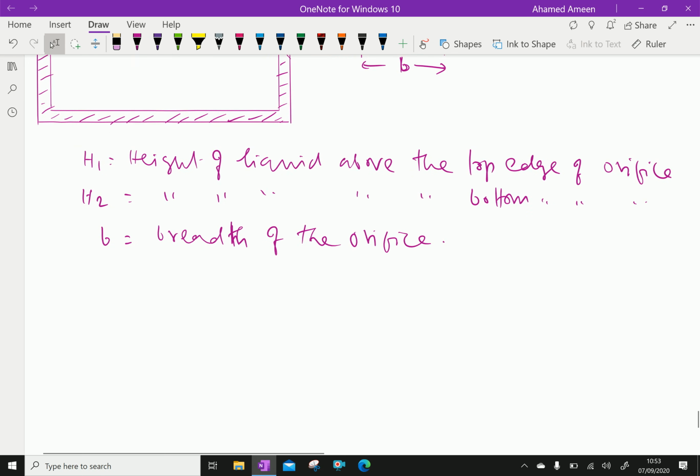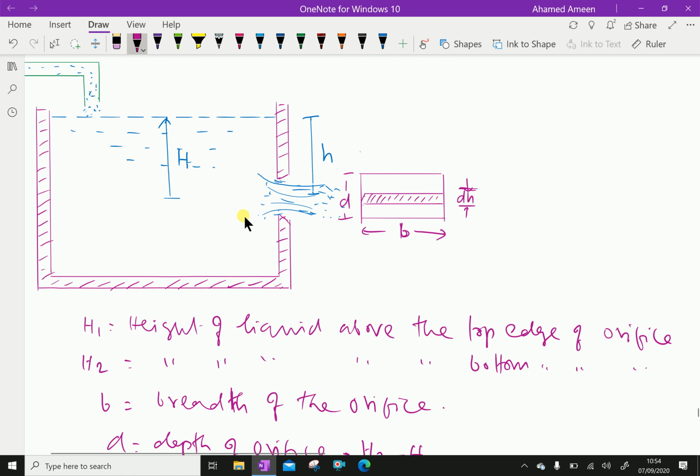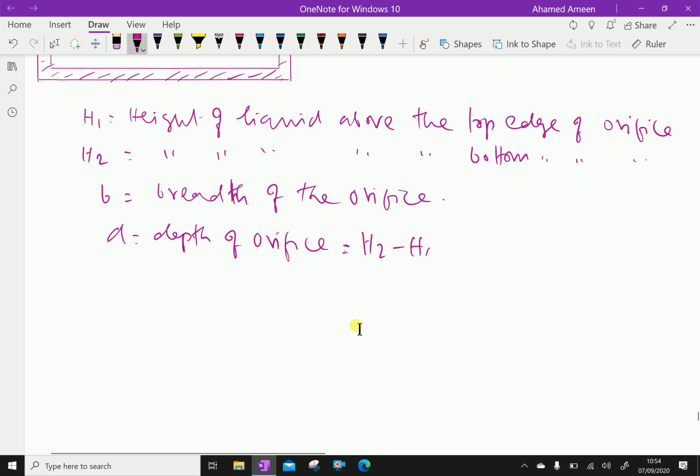Now D is the depth of the orifice, which is here equal to h2 minus h1. From here to here h2, from here to here h1, that is the depth. CD is the coefficient of discharge.